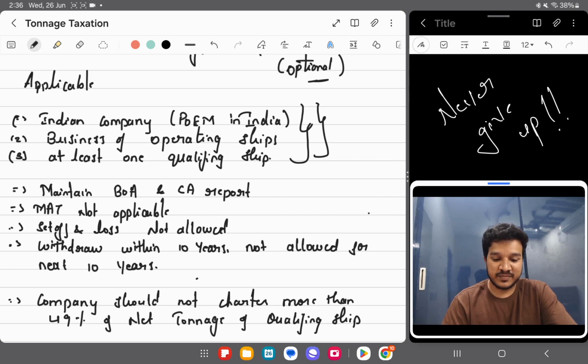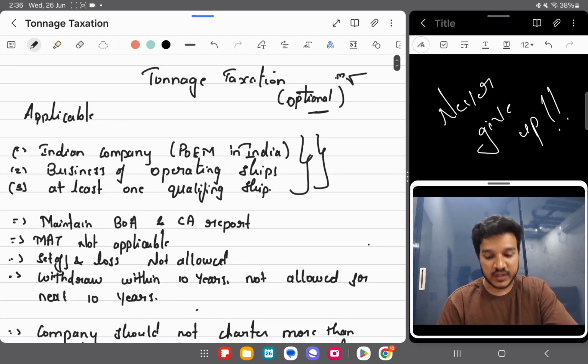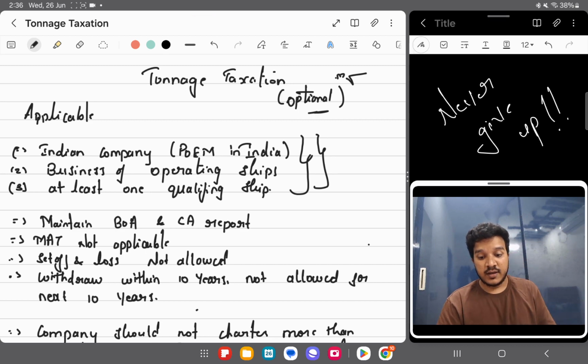So let's get started. Tonnage taxation is applicable only for shipping companies. The government has given a benefit to these shipping companies, since their competitors are at the international level, and the majority of exports are also done via vessels. To reduce the cost and the tax burden, they have come up with the tonnage taxation scheme, where the tax is calculated by the weight of the ship.